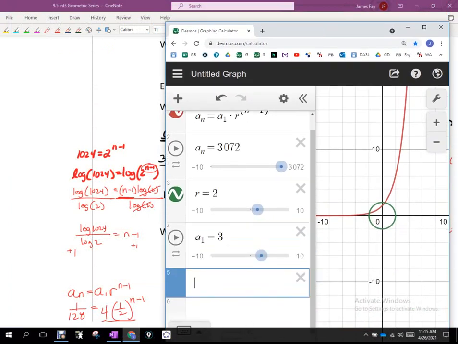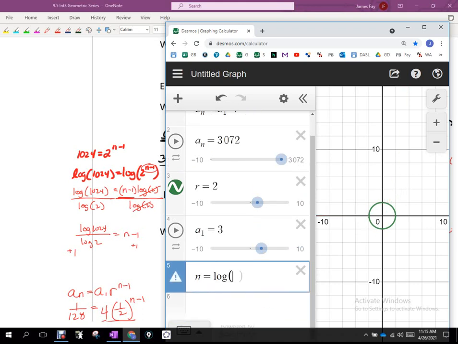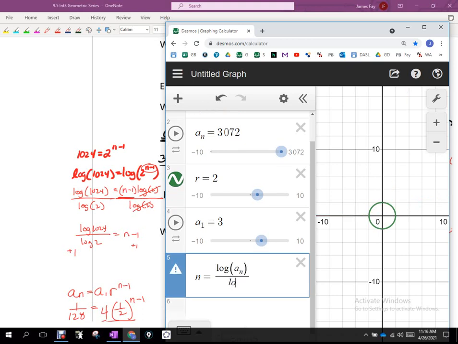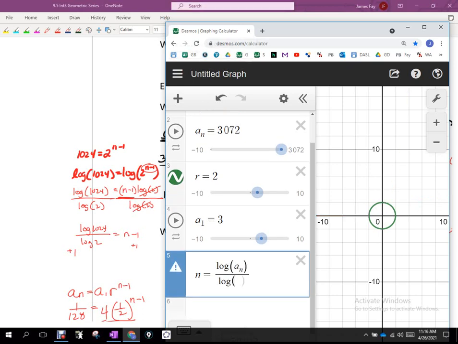All right, so what happens then is that this right here, basically I'm trying to figure out a formula for this rule right here. So I'm going to say n is equal to log. Now the way I got this 1024 is that I took the last number that we had, the A sub n, the 3072, and I divided that by log of R, which R was 2 in this case. And then we added 1 to that.